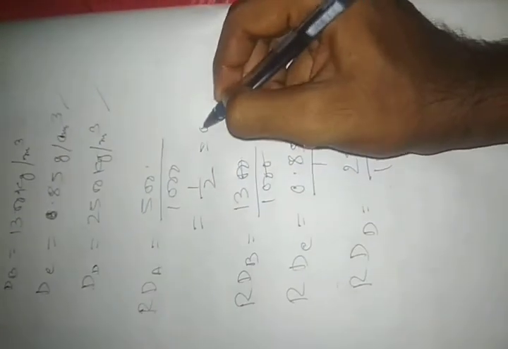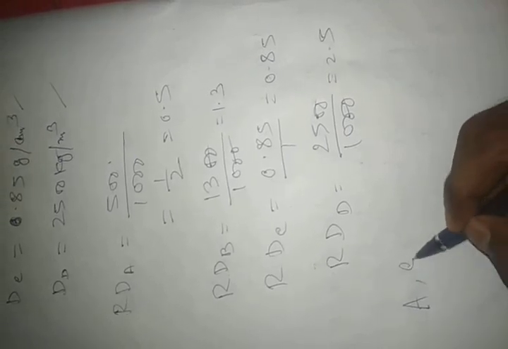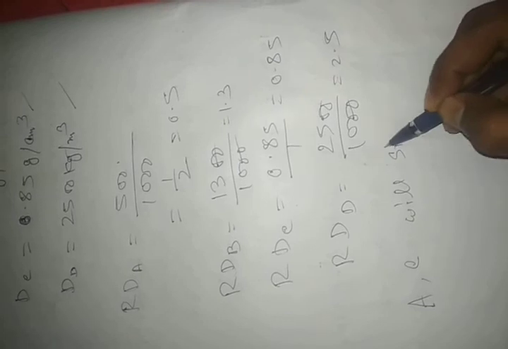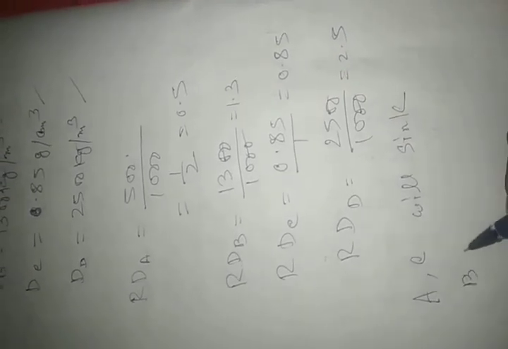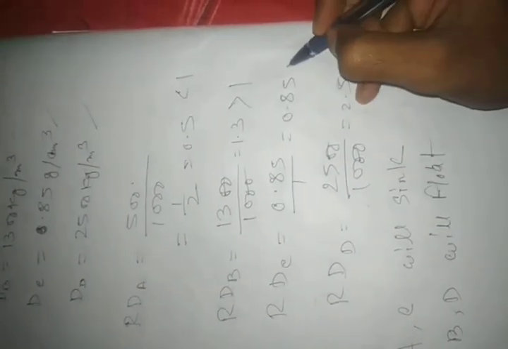If the value of relative density is less than 1, that means it will sink. If it is greater than 1, it will float. That means A and C will sink, B and D will float. Those which are greater than 1 will float, and those which are less than 1 will sink. Okay, thank you.